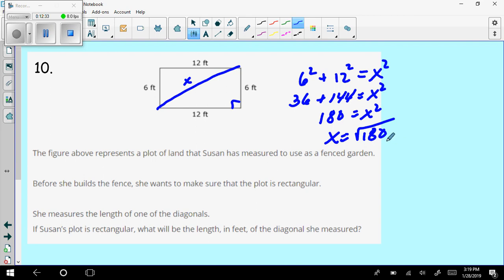We'll put it into our calculator. They want the length in feet, so it doesn't tell us how accurate. We'll go ahead and plug it into our calculator. 13 times 13 is 169. I think this one turns out to be 13.6. If you want to go 2 decimal places rounded, that would also be acceptable.